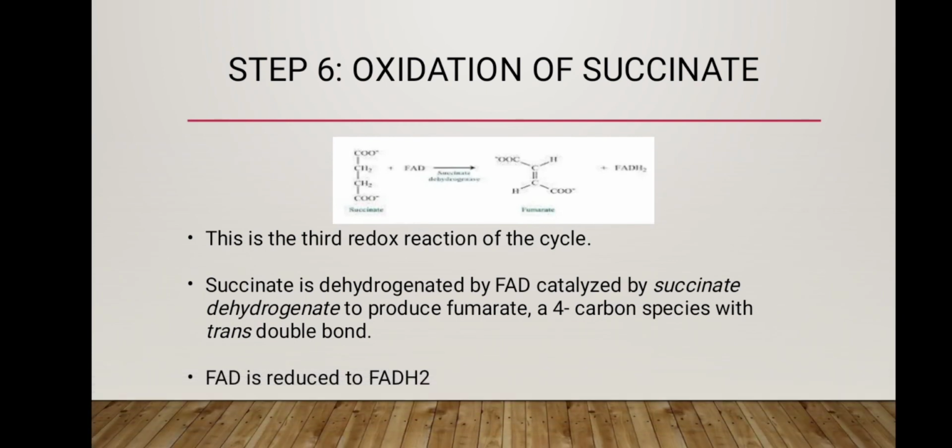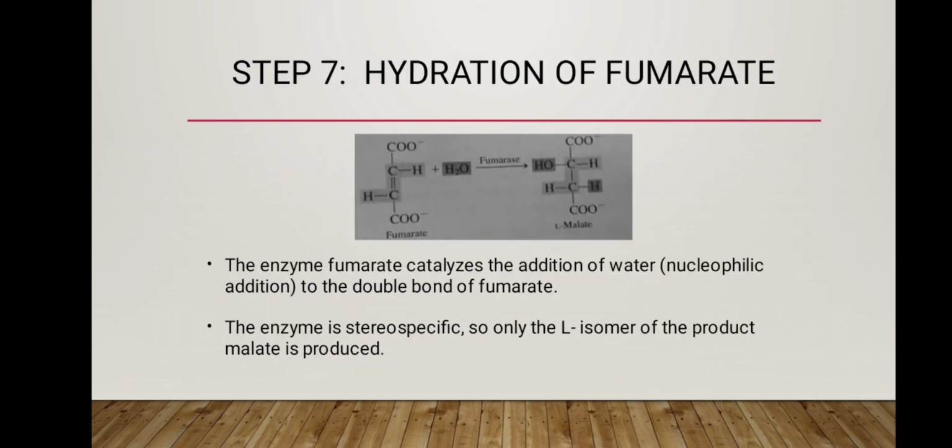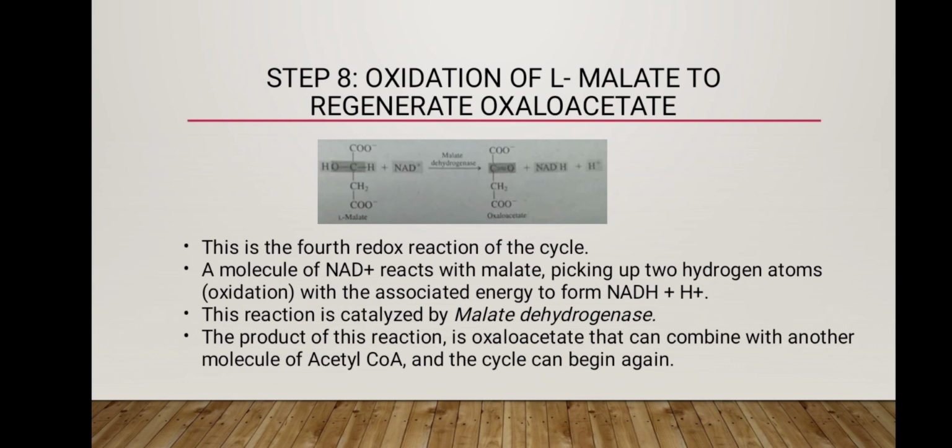Step 6. Oxidation of succinate. This is the third redox reaction of the cycle. Step 7. Hydration of fumarate. The enzyme fumarase catalyzes the addition of water to the double bond of fumarate. Last is step 8. Oxidation of L-malate to regenerate oxaloacetate. This is the fourth redox reaction of the cycle.